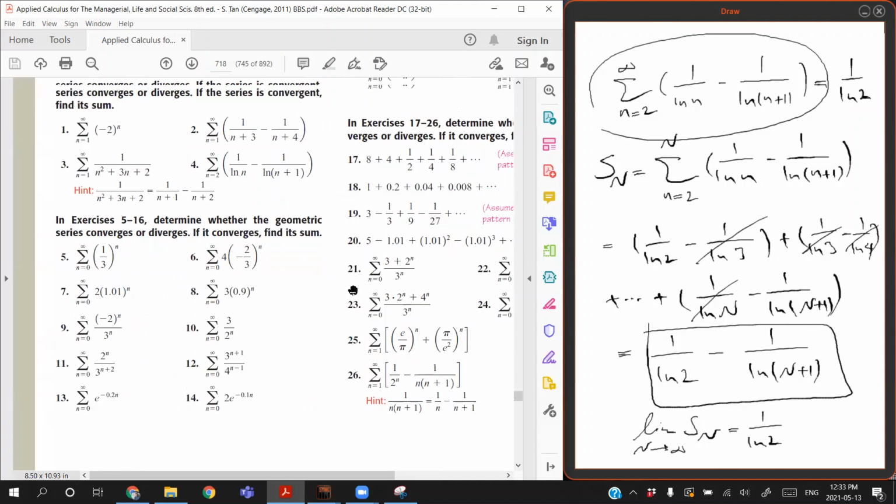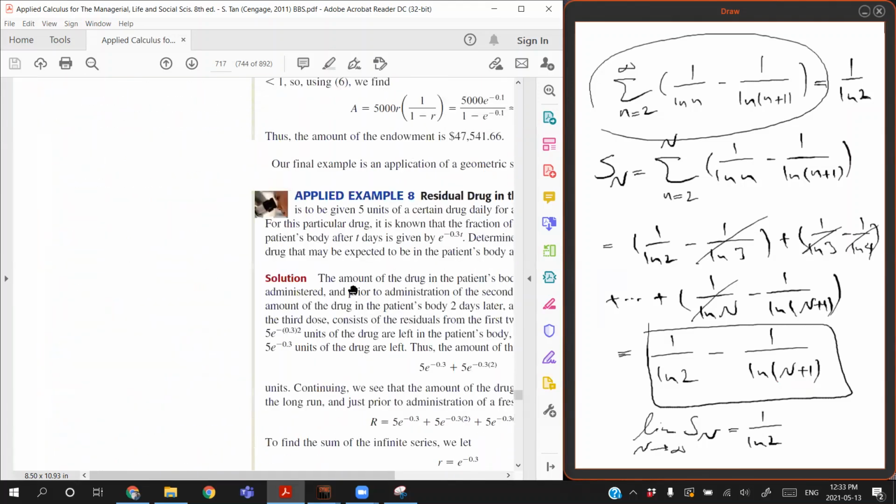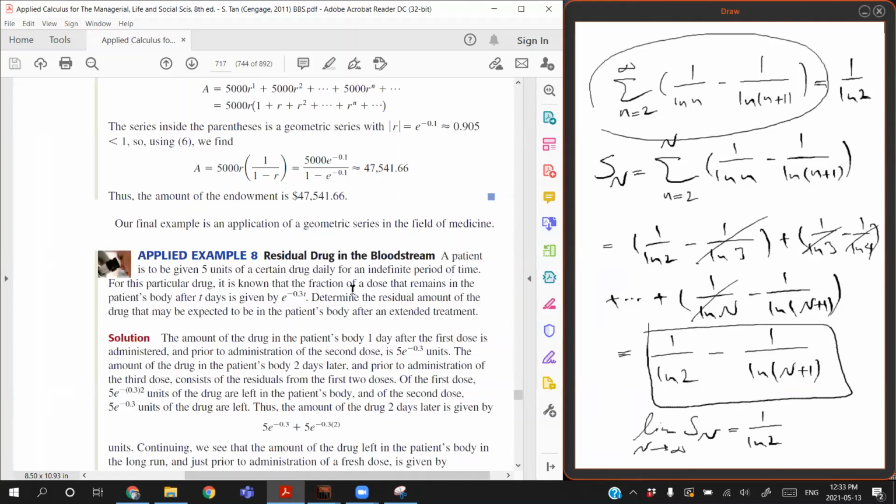Any questions about telescoping series? Yes? I have a question. Go ahead. How do you know that it's the 1 over ln of capital N that you have to cross out? How do you know that this is the one that I have to cross out?